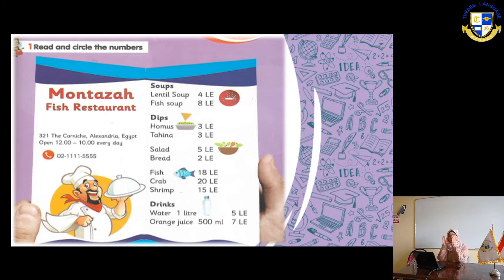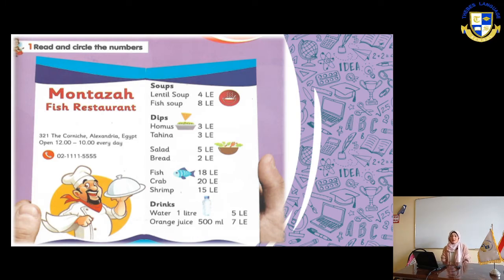Okay? And all those numbers are the prices. The price means the amount of money I have to give in order to take this dish or this meal, the amount of money that I have to pay for each meal. Then we have drinks. We have water, 1 liter, for 5 pounds. And we have orange juice, 500 milliliters, for 7 pounds.